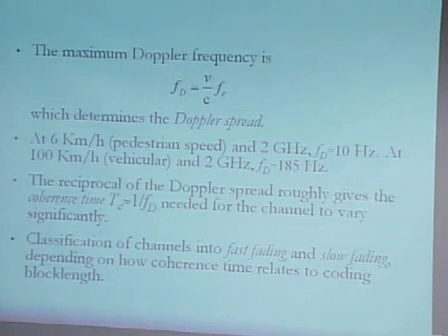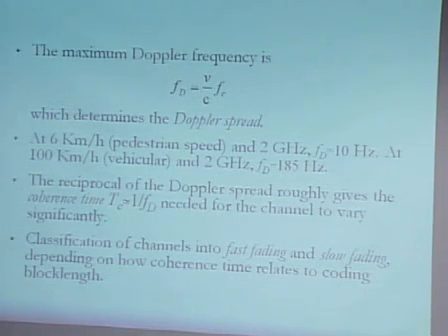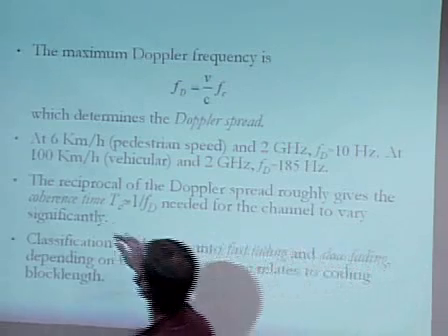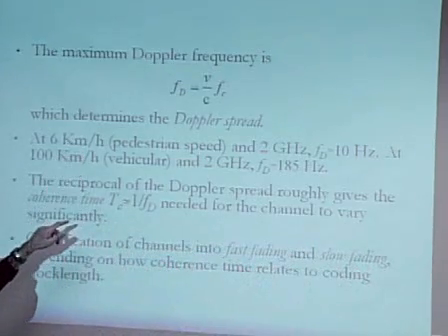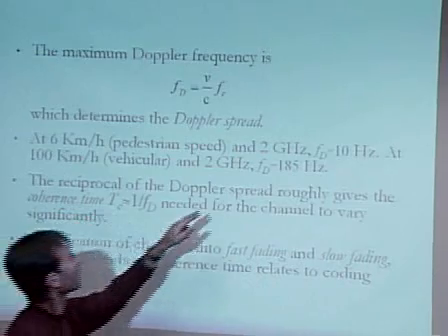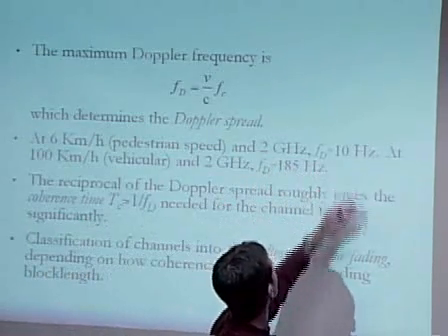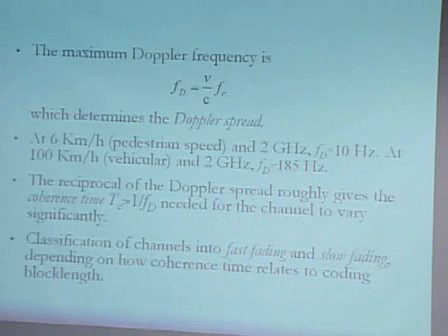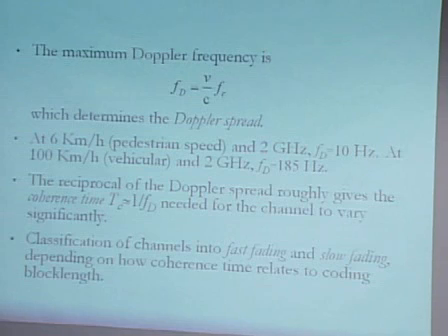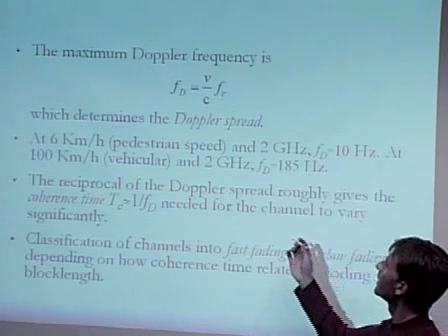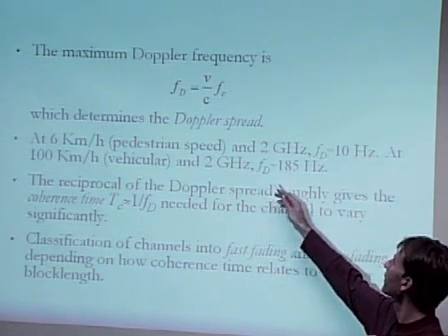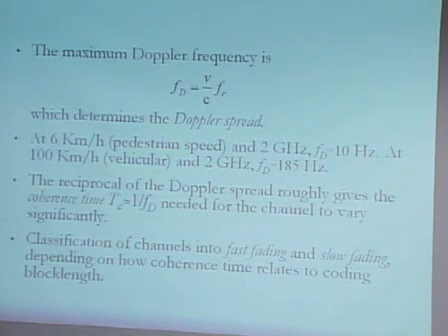And now let's exemplify. At pedestrian speeds, 6 kilometers per hour, and actually that's pretty fast walking, and 2 gigahertz, a typical value, we get that the Doppler shift is 10 hertz. So you're sending a signal of 2 gigahertz, and it's only shifted by 10 hertz. It appears to be insignificant, right? At 100 kilometers per hour, so vehicular speed, same frequency, 2 gigahertz, the Doppler spread is 185 hertz. So it's still pretty small, right?